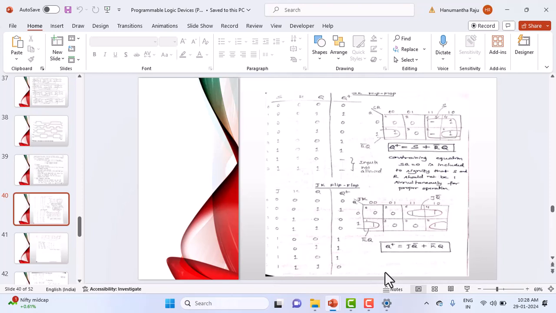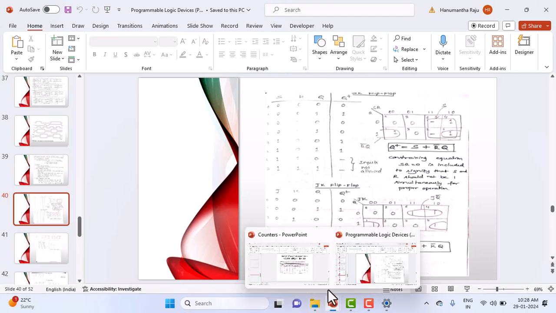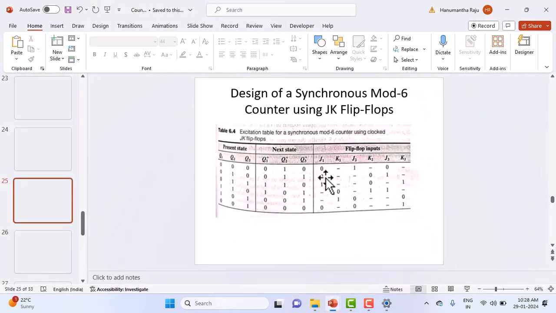Look at these two rows. Present state is 0, next state is 1. What are J and K required for these two? Look here, K is again don't care, but J is 1. So 1 and don't care are the inputs required. Let me show you that. Look here now, 1 and don't care. I hope you got the idea of how to write this one.